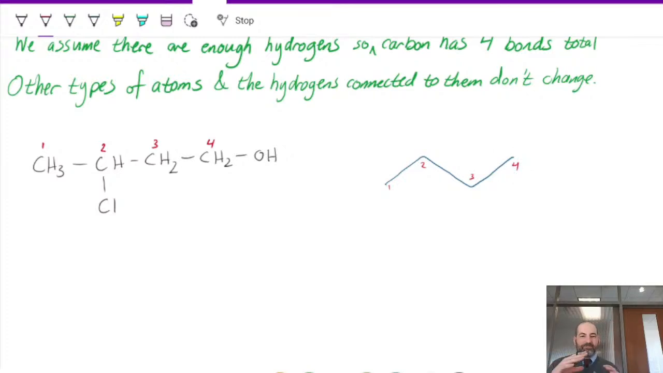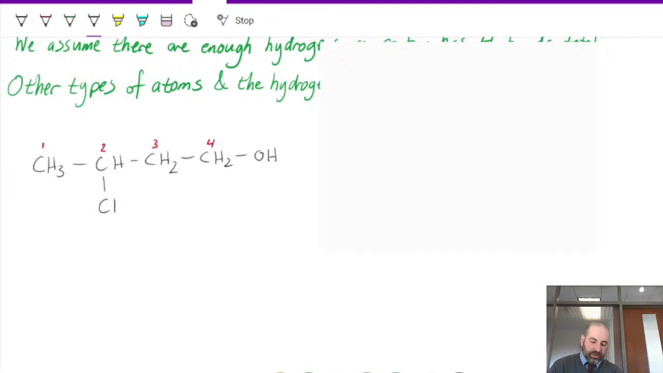And now once I've got that basic shell, I can add other stuff that's connected. So on carbon number 2, there's a chlorine atom. And so I'm going to add that here. And the reason that I add it upwards instead of down is because we always want to maximize those angles, so that they're not all squished together. It's not wrong exactly.